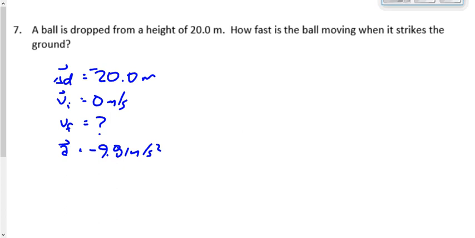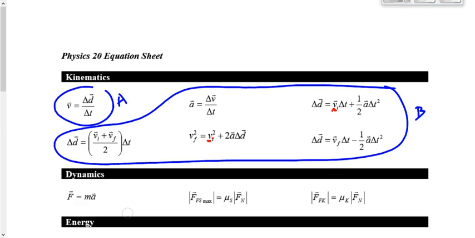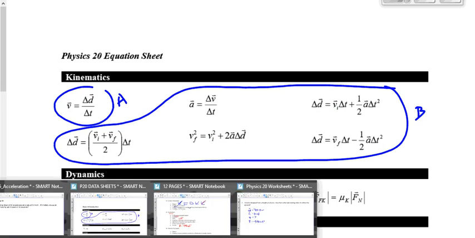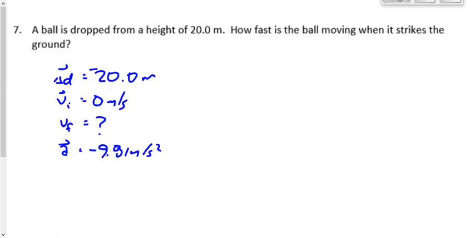Which of our Group B equations do we want to use here to solve for VF, which is not 0? Beth, which one do you want to try? Okay, that's probably the one that I would try here as well. VF squared is equal to VI squared plus 2AD. We're solving for VF here. So this one's a pretty easy one to rearrange, actually. The only thing we got to get rid of is the square. And how do we get rid of the square? Square root it, right?